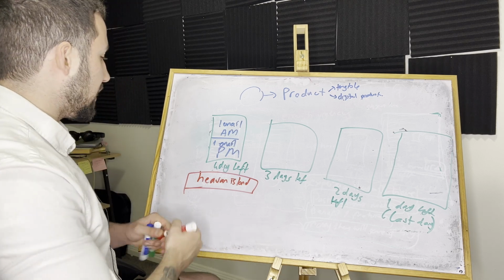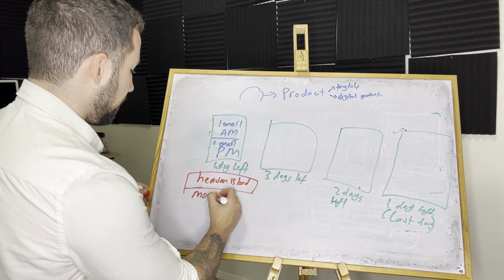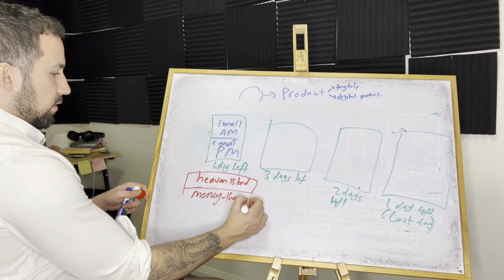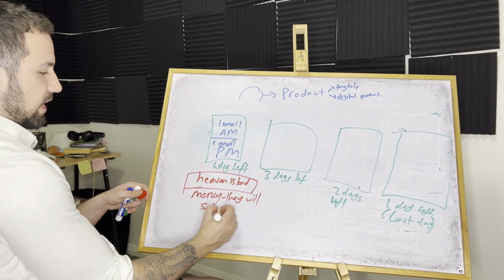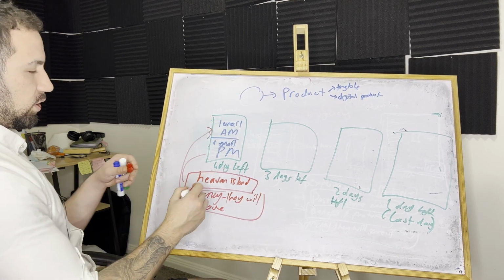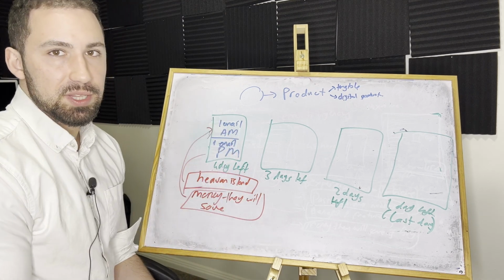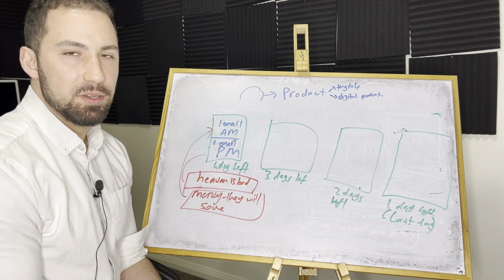You want to underline that Heaven Island and the money they will save. You want to include that, but of course use different words in each of them. Once a person opens both emails, they will see what the hell is this, right? They probably are not gonna like it.